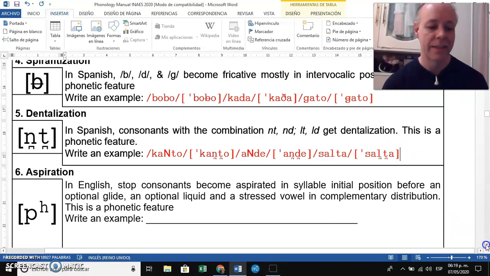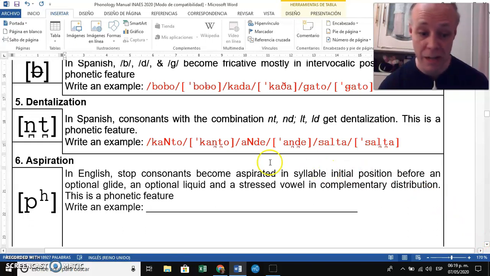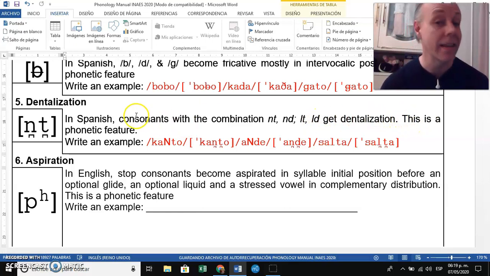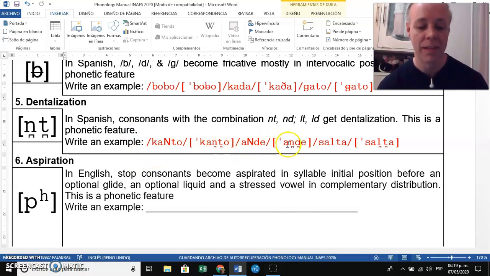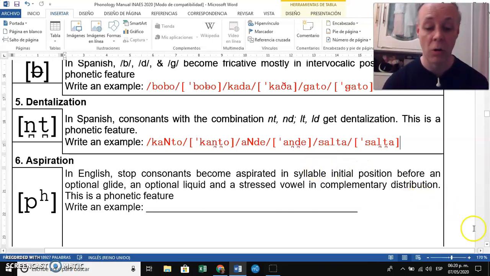Next phenomenon is dentalization. This is also a Spanish feature. Okay, it says in Spanish consonants with the combination NT, ND, LT, or LD get dentalization, and this is a phonetic feature. So canto becomes canto, and notice the dental diacritics. Ande becomes ande like this, and the dental diacritics are there. Salta is like this, salta. So we have these combinations and we need to add the dental diacritics there. And it also only occurs in phonetic transcriptions.